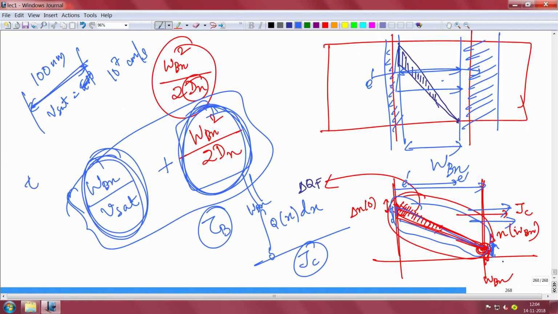This is given by, say in this case, 100 nanometer divided by 10 to the power 7 centimeter per second. This ratio will give you, in nanosecond or picosecond, the delay associated with the electrons moving across the base. So we now know this base component. The final delay is the collector delay.